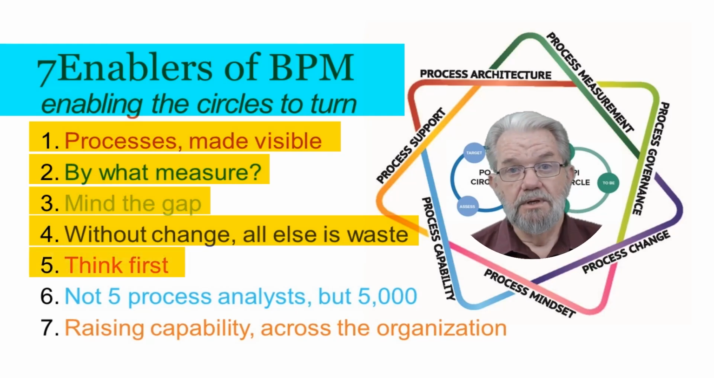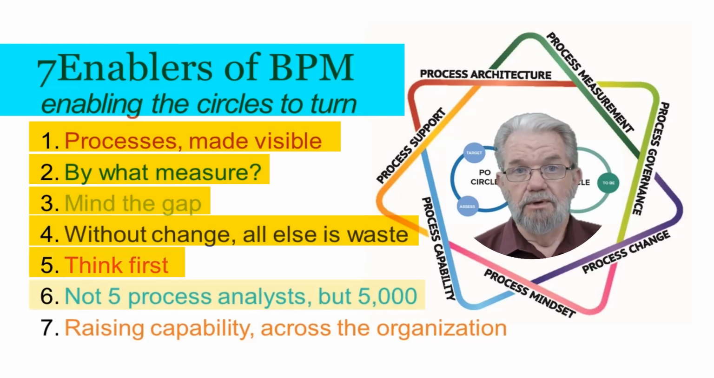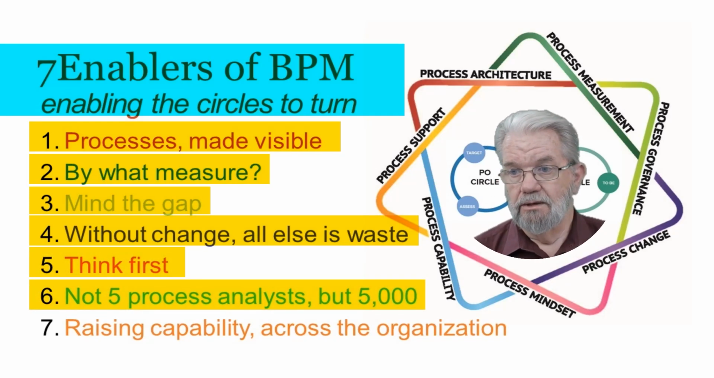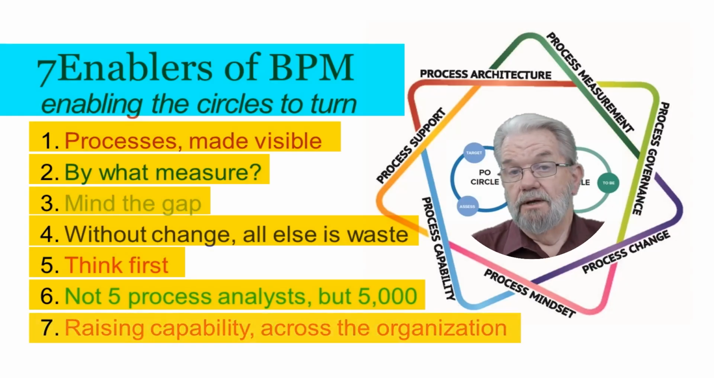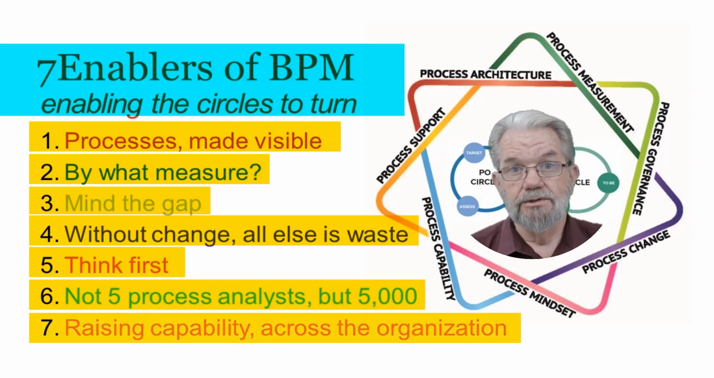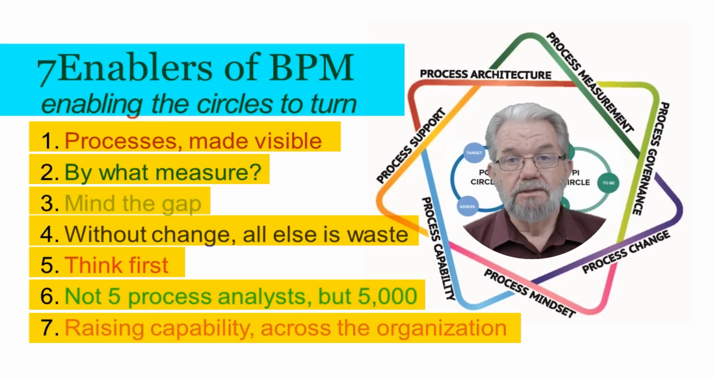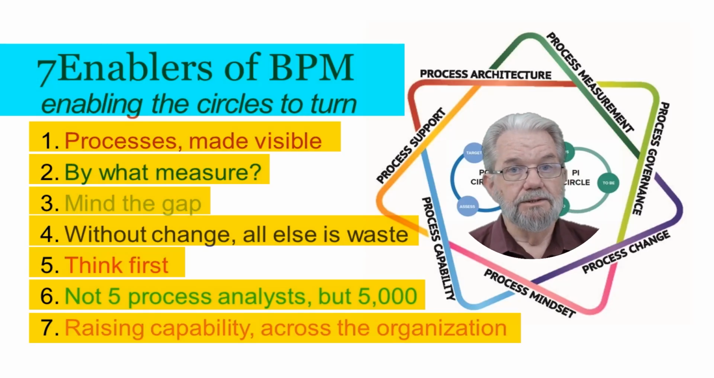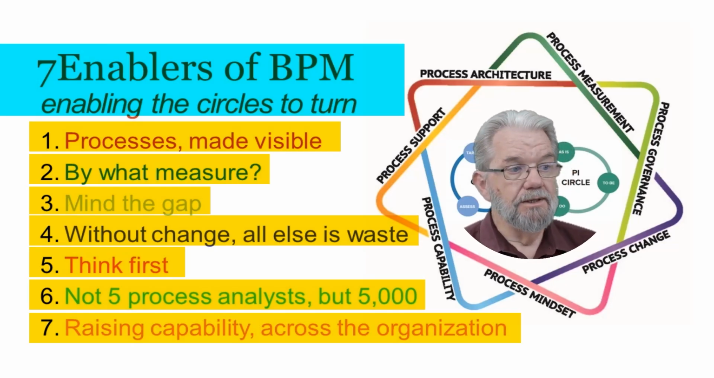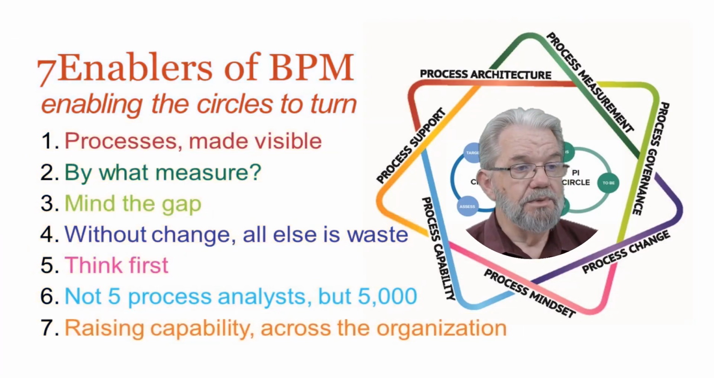Mindset is just about developing a process-aware culture so that we're going to think process, which will allow us to do process. Capability is about raising the capability of everyone across the organization to do it, not just a central group, but everyone. And then we do need the central support group, the last enabler, to be that kind of internal consulting company. So these are the 7 enablers of BPM.